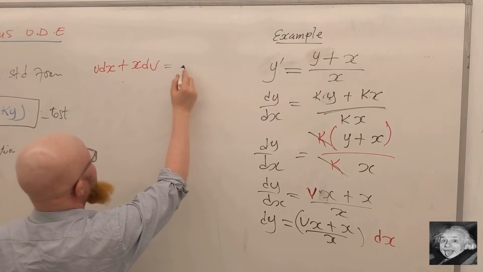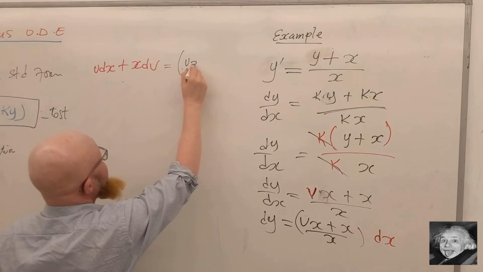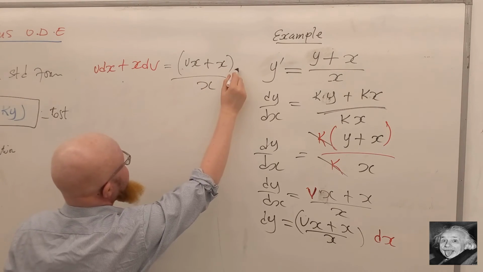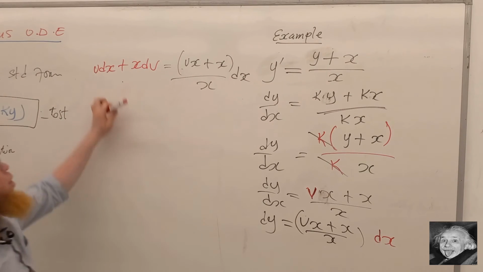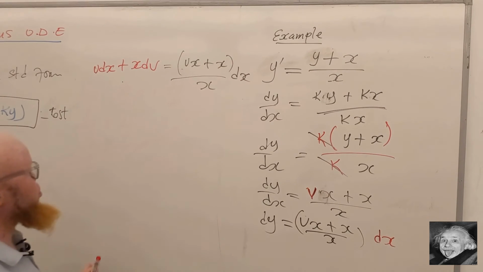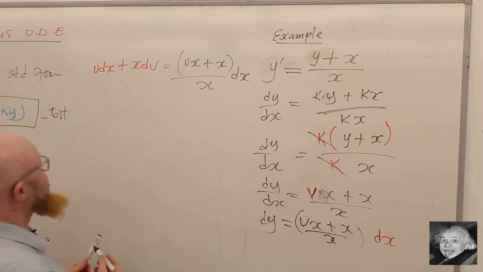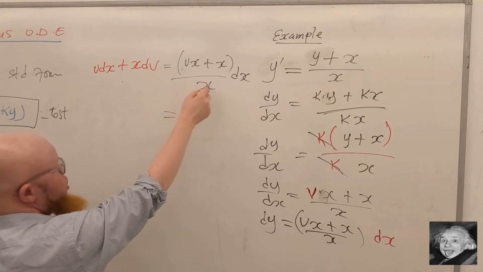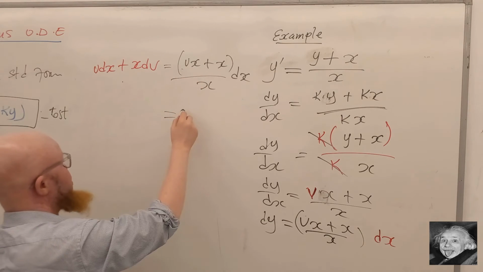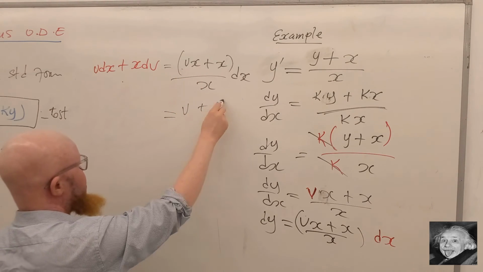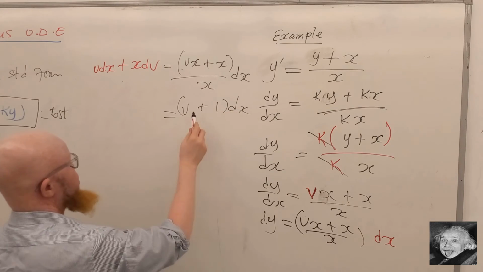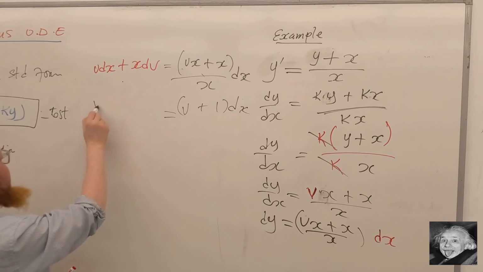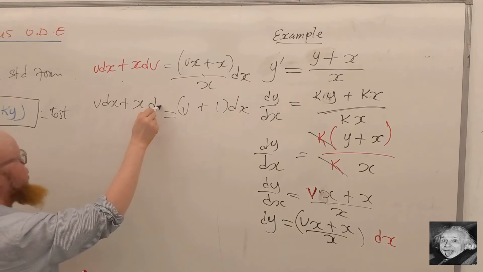that is equal to vx plus x divided by x dx. So this is how my substitution would be like. Now let's start to evaluate this. I can rewrite this as, this is a common denominator, so this will cancel. It will be v plus 1 dx, because this will cancel and this will be 1. So you can maintain the left-hand side, x dv.